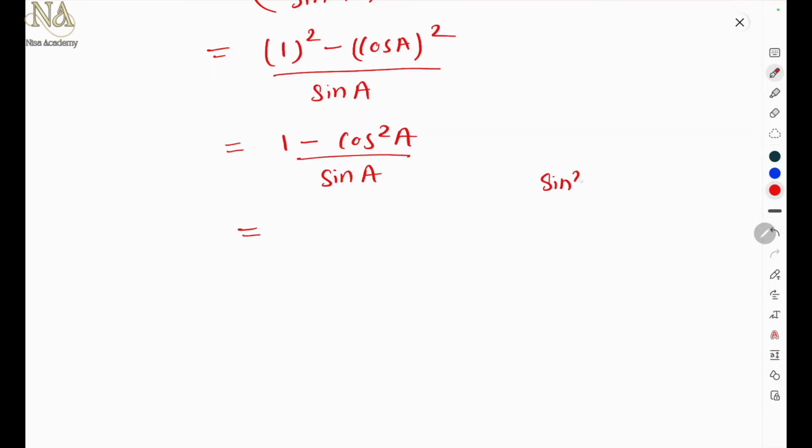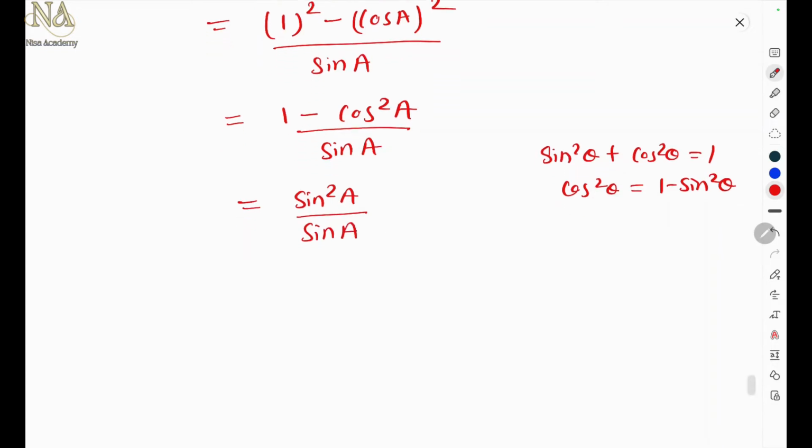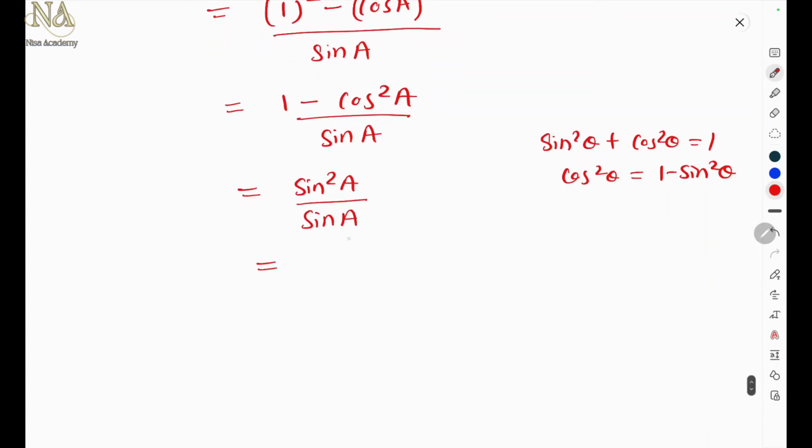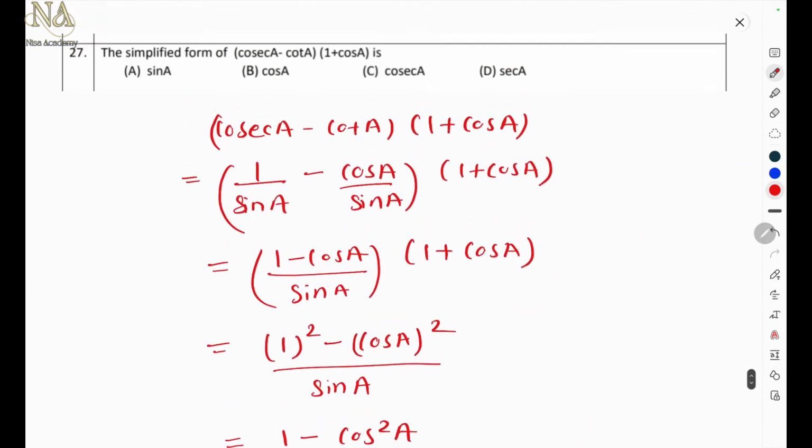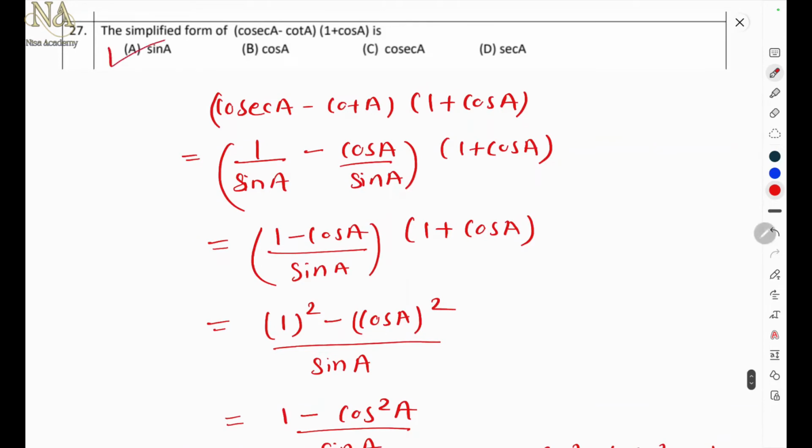Yes, you know the identity, no? Sin square theta plus cos square theta is 1. So if I want 1 minus cos square theta, it will be sin square theta. So what is 1 minus cos square A here? It will be sin square A upon sin A. Okay, so there are 2 sines on top, there is 1 below, 1 gets cancelled. So only one sin A will remain. So the answer is option A, sin A.